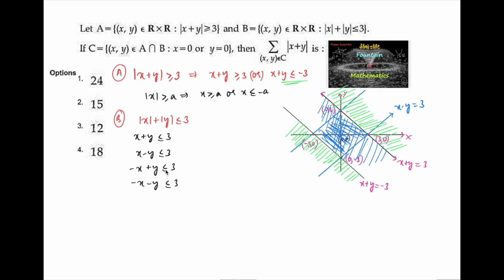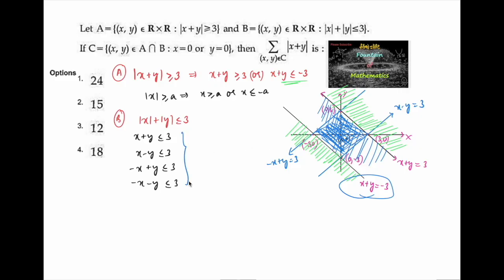And negative x plus y, with the negative x-intercept and positive y-intercept, so we can say this is the line. Negative x plus y is equal to 3. So here also it passes through the origin. And next, negative x negative y, both negatives, so this is the line. It is also satisfied by the origin.